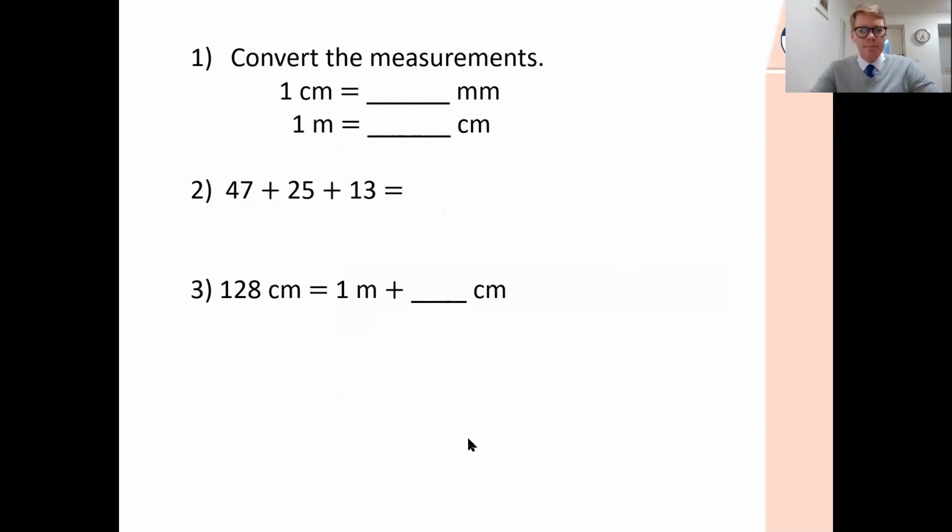So a quick starter for you here. Pause the video and have a go at this on whiteboards or scrap paper, anything you've got to hand, and see what you can do with these. Okay, hopefully you've had a go at that then.